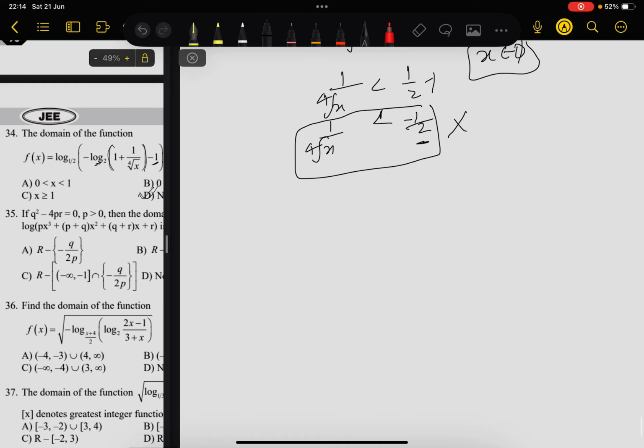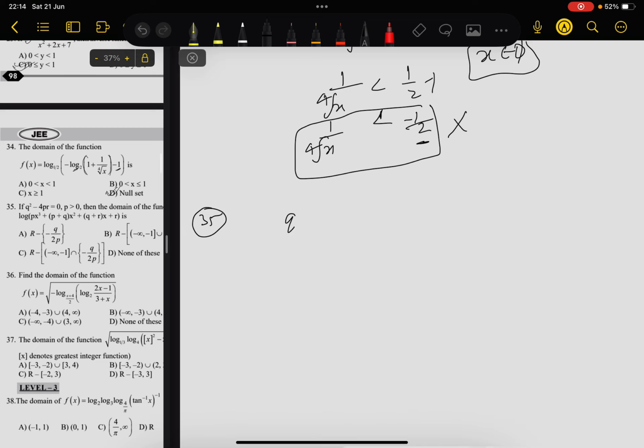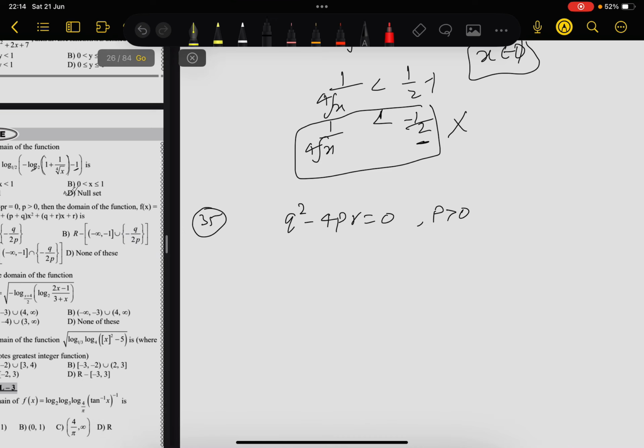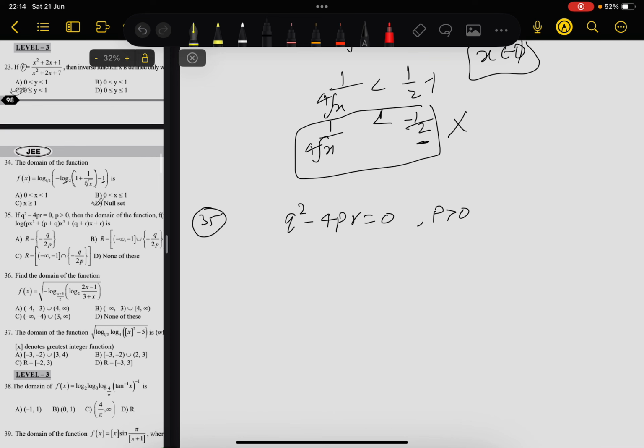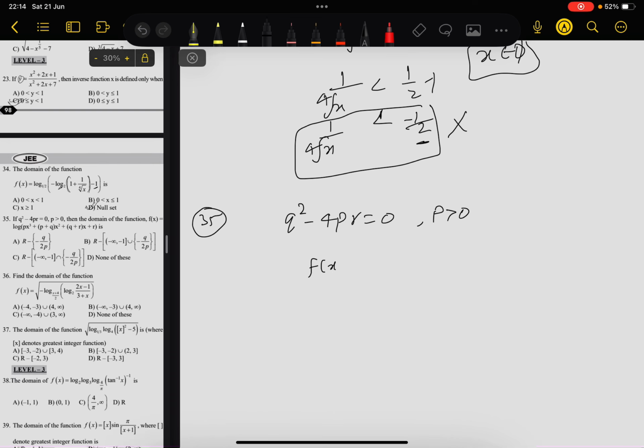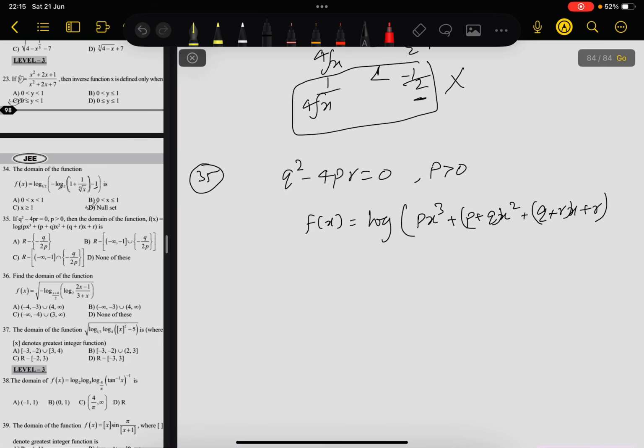Now next one, question number 35. Here the question is given q square minus 4pr equals to 0. Here p is greater than 0. Then the domain of the function f of x equals log of (px cube plus (p plus q) x square plus (q plus r) x plus r). This expression is given. So the question is to find the domain of this expression.